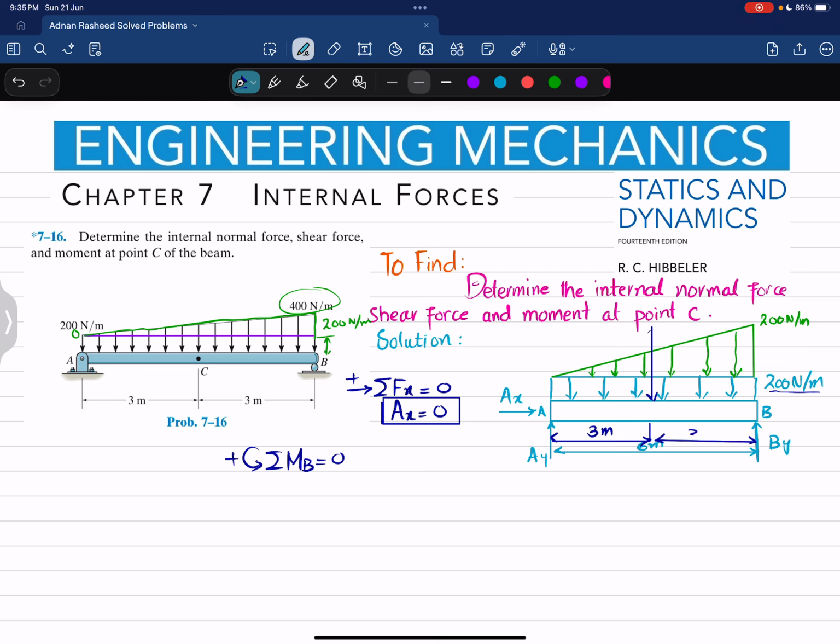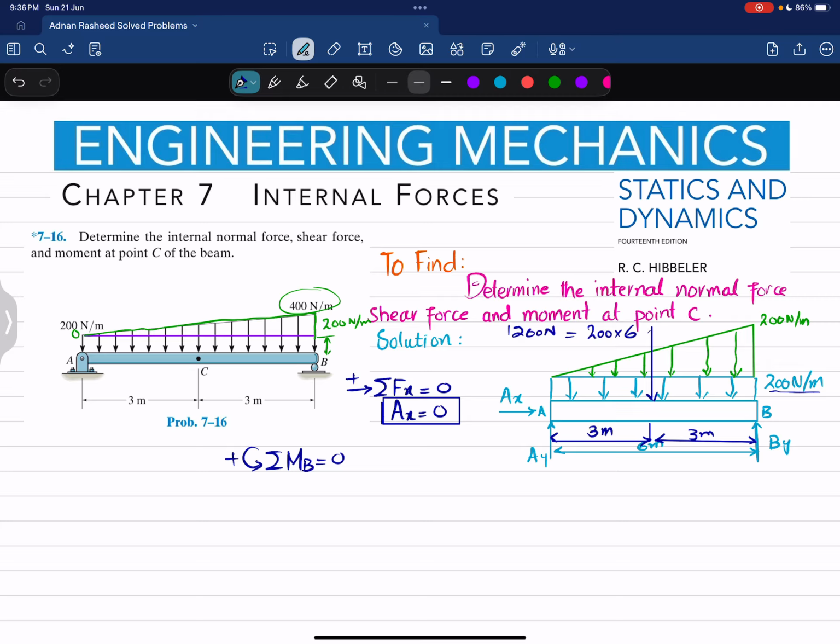What will be the magnitude of this load? It will be equal to 200, which is the magnitude, multiplied by the length over which it acts, and the length is 6 meter. So that will be equal to 1200 Newton.